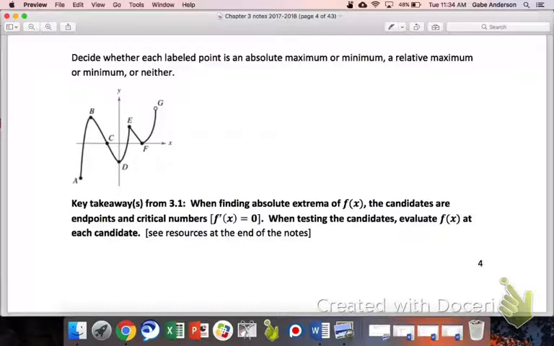You can see at the bottom, it's on your notes here too, it says key takeaways from 3.1. You'll find through much of chapter 3 that I have these little key takeaway things, just a really brief summary about here's what I want you to leave this section with. As you look that over, it says when finding absolute extrema, the candidates are endpoints and critical numbers, being where f prime equals 0 or DNE. When you're testing those candidates, you evaluate f of x at each candidate. Isn't that what we've been doing? So this is just the key brief takeaway from the main points of this particular section.